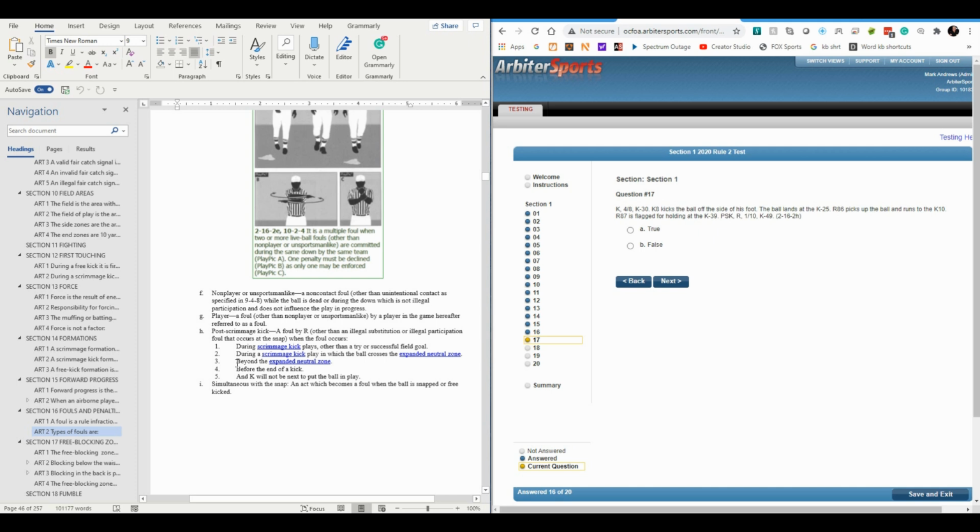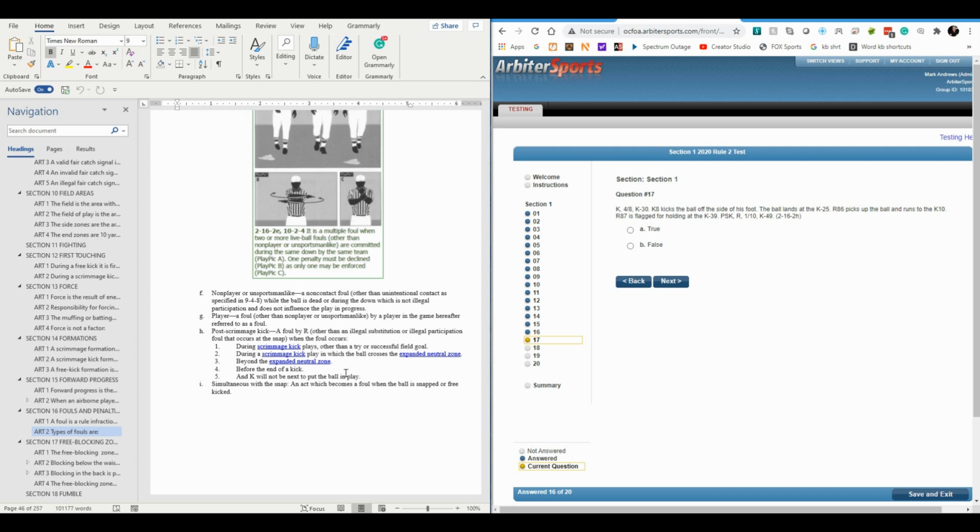And a foul occurs beyond the expanded neutral zone, which it did not. So the ball didn't go past the expanded neutral zone. The foul did not occur beyond the expanded neutral zone. Let's see. It doesn't really say if the holding happened before the end of the kick. But obviously we haven't satisfied the criteria for a PSK foul. So this foul is not PSK, which would be enforced from the end of the kick, right?